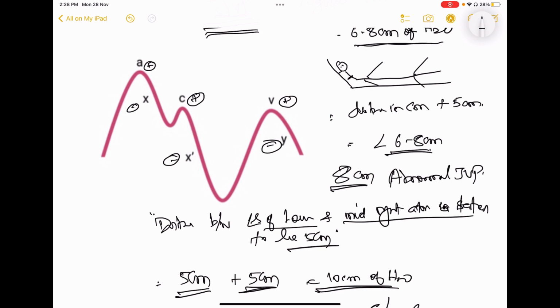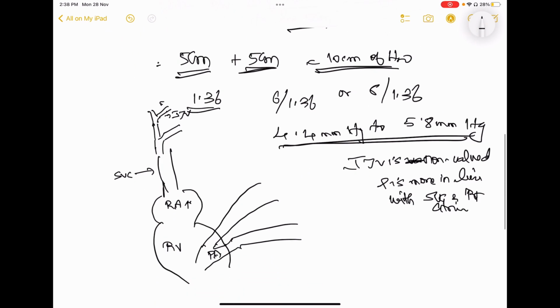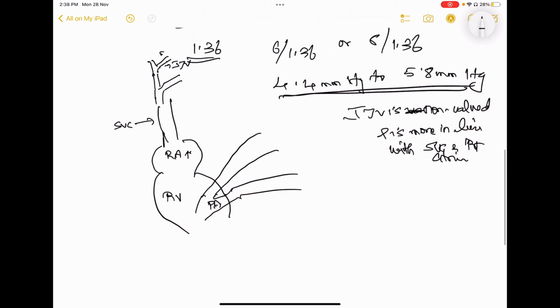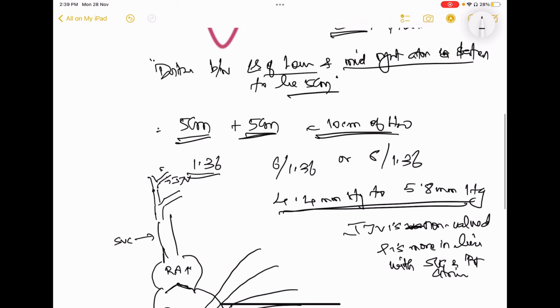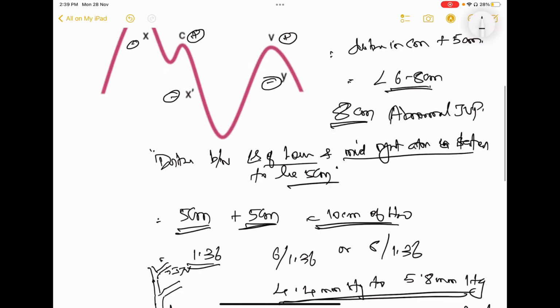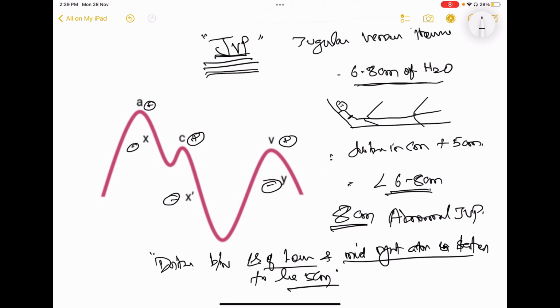And the next positive wave that we have here is the C wave. The C wave occurs during ventricular systole. During ventricular systole, the tricuspid valve, which is here, is pushed into the right atrium like this. So, as the tricuspid valve is pushed into the right atrium, that also increases the pressure inside the right atrial cavity. And this is transmitted all the way back to the IJV. That would cause a positive C wave.